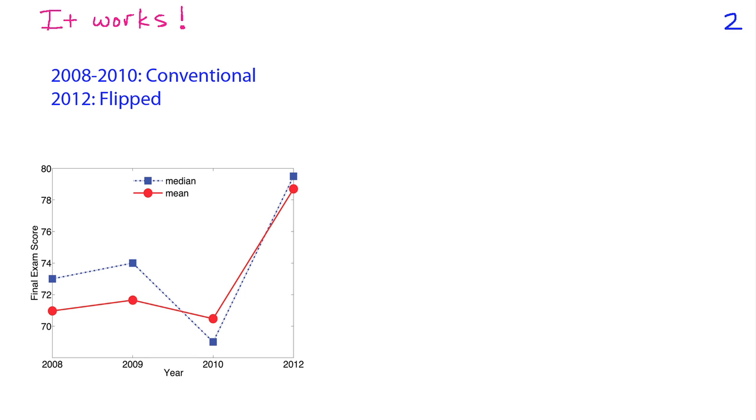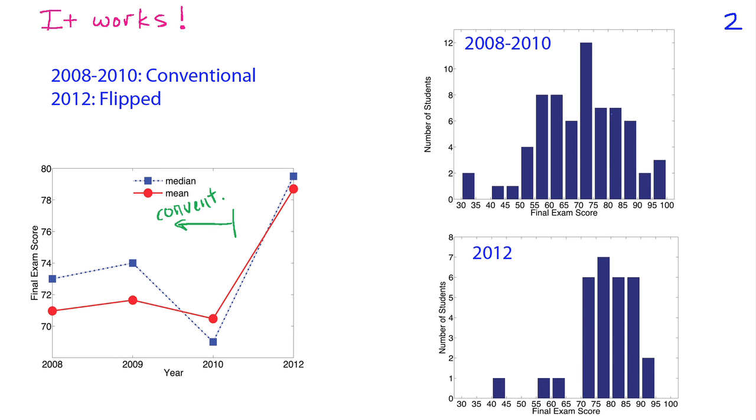class to the 3 previous offerings where I did the conventional format of lecturing followed by homework outside of class. This is a plot of the median and mean scores on the final exam for the years 2008, 2009, and 2010. So these here are conventional, and 2012 is the flipped version. You can see there was a significant increase in both the mean and the median final exam score. And when you look at the histograms, you get a better picture of what happened.